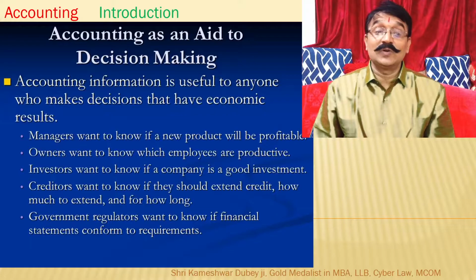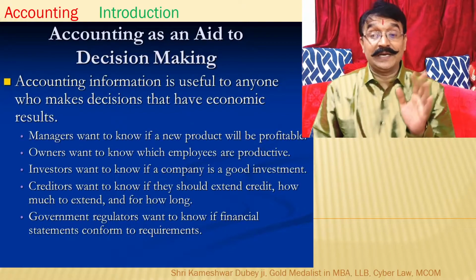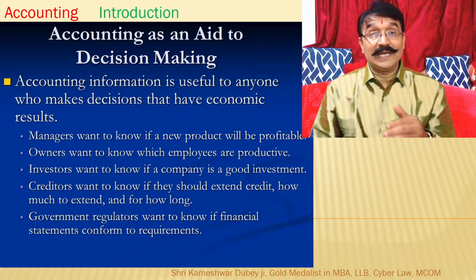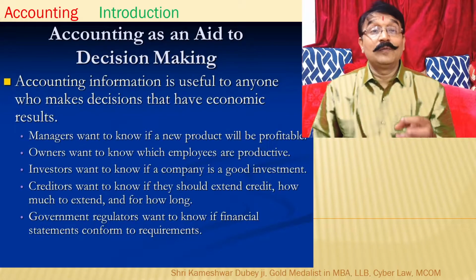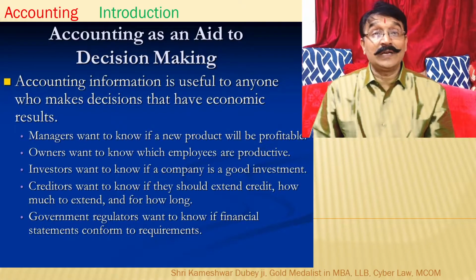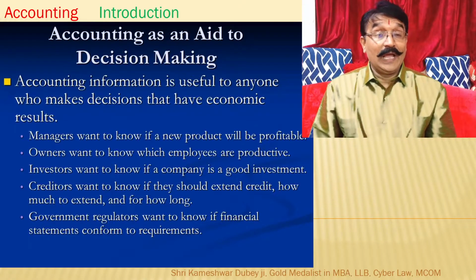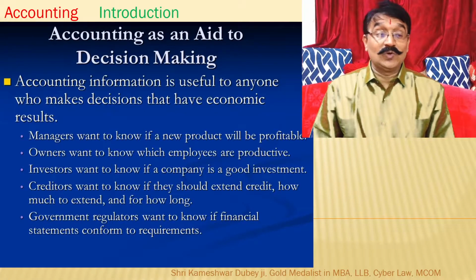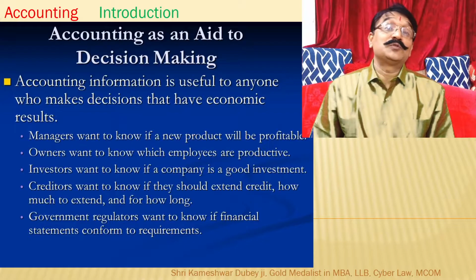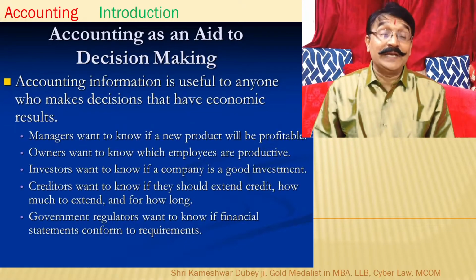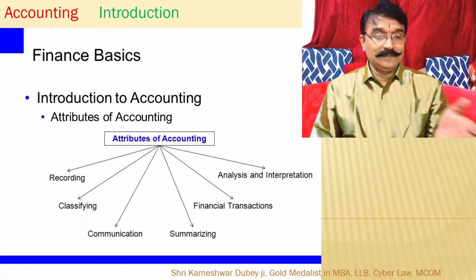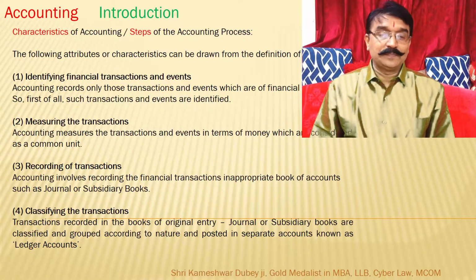Creditors want to know if they can extend the credit, for how much they can extend the credit, and for how long. And government regulators want to know if the financial statement conforms to requirements or not for tax liability. These are the attributes of accounting.